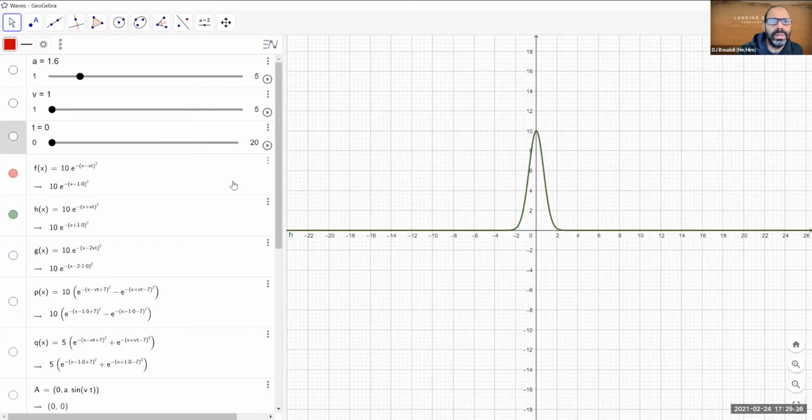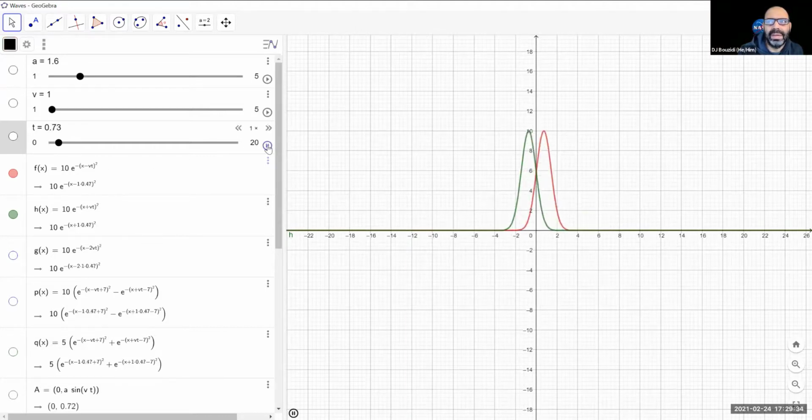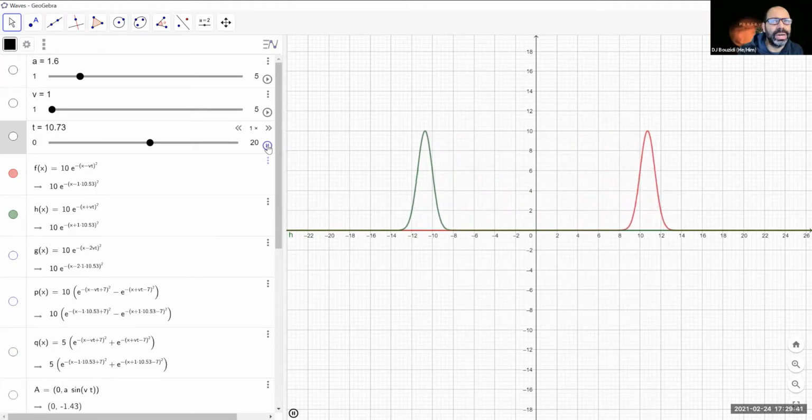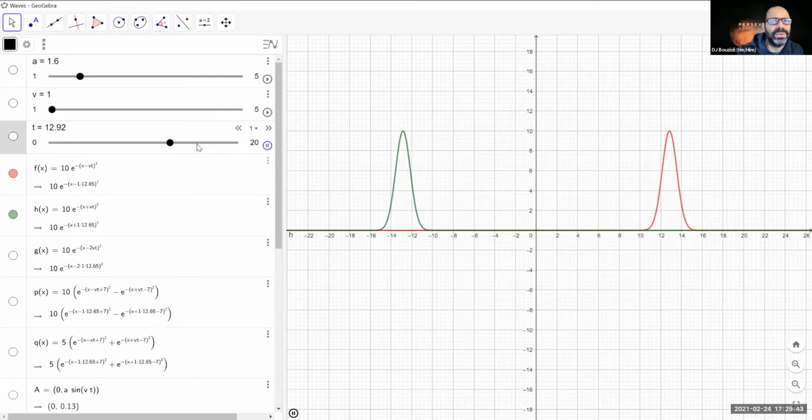With the minus, it's moving to the right. Just to put them together, they're superimposed. The only reason you see the green is because the green is last, so it covers the red, but if I let go of the time, you should see one going to the left and one going to the right. As predicted, the minus is going to the right and the plus is going to the left.